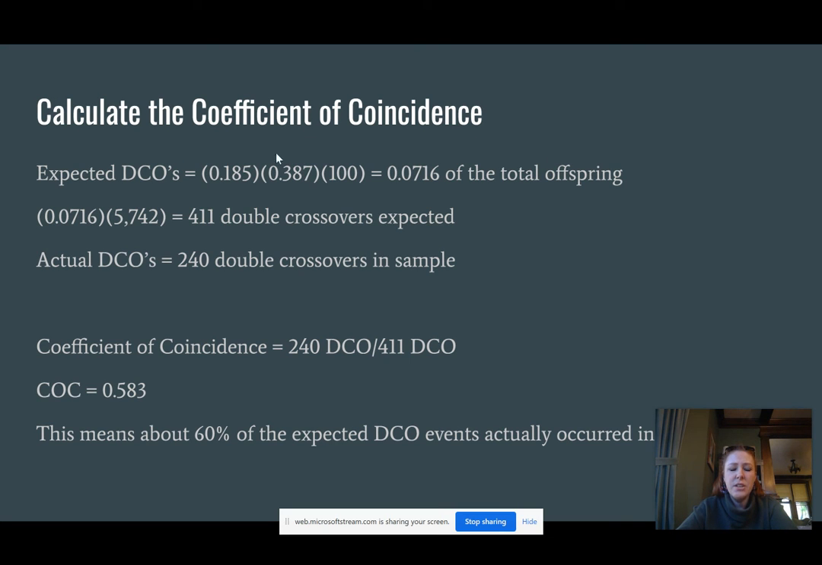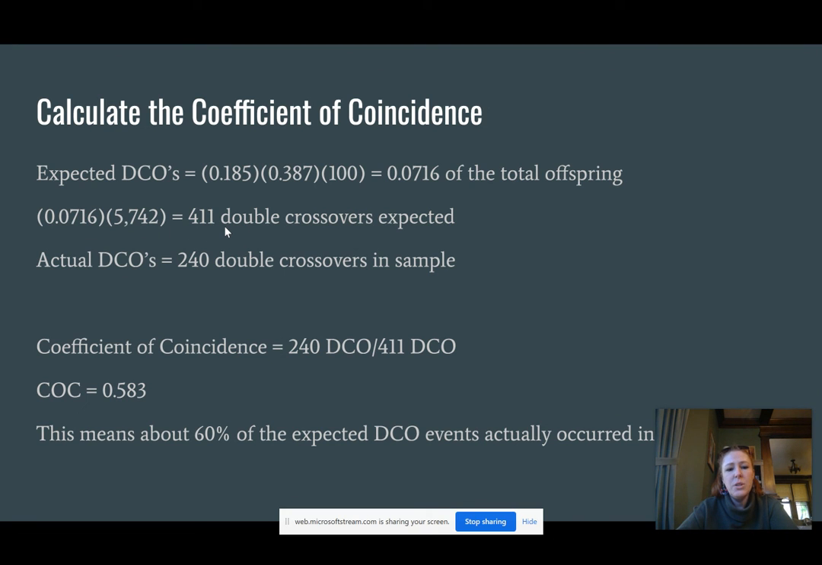To calculate the coefficient of coincidence, you first have to know how many double crossovers you would expect to have if there had been no interference at all. In order to figure that out, I've multiplied the distance between A and B times the distance between A and C. And I put this 100 in here. You could convert this to a percentage if you wanted to by multiplying by 100, but I'm not going to. We can say that 0.0716 of the total offspring should be double crossovers if there's no interference at all.